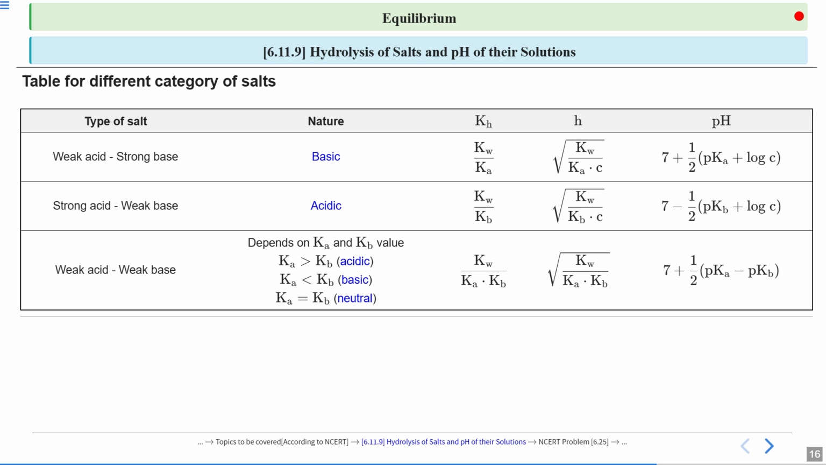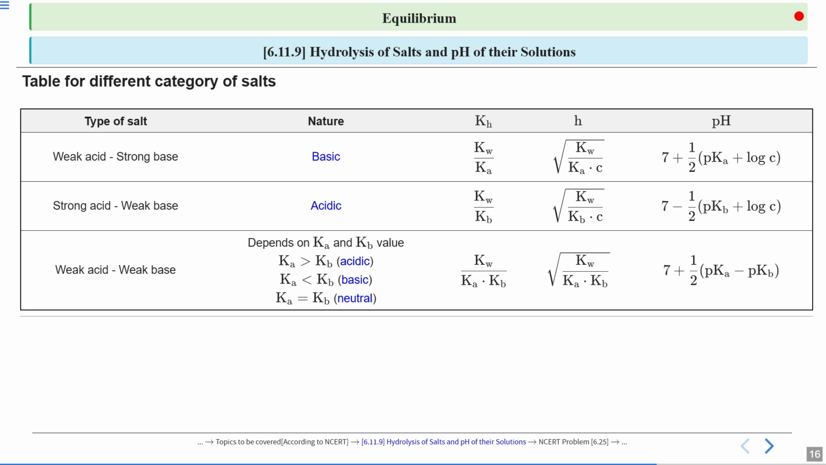For this case, your Kh will be Kw by Ka into Kb, and if you substitute this value for the h, which is root under Kh by C, then in this case we don't have the C term, right? So if you define h for this weak acid and weak base, you will see that h is simply root under Kh, and instead of Kh, if you write Kw by Ka into Kb, you get your h in terms of Kw, Ka and Kb. Finally, what would be the pH? It will be 7 plus half pKa minus pKb.